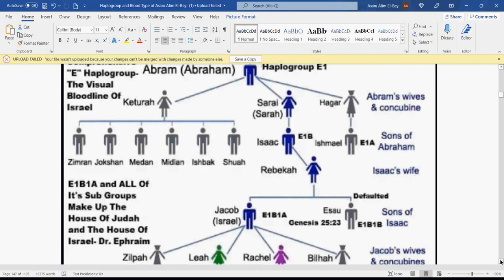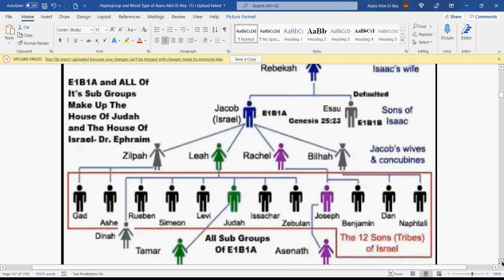All right. Hopefully, I got a good look at that. E1B1A and all of its subgroups make up the House of Judah and the House of Israel. This is coming from Dr. Ephraim Yehoshua Ben Ephraim. Okay.